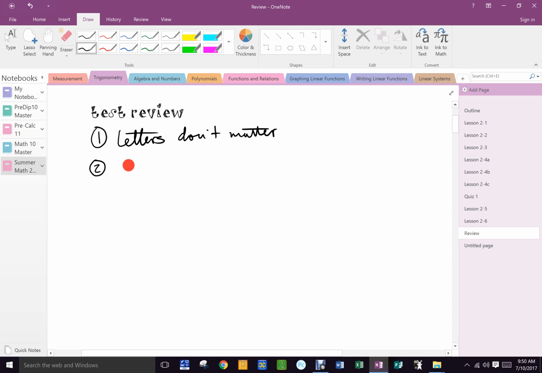Number 2, sine, cos, and tan are ratios, which means they are a fraction. They're O over H, A over H, or O over A. And those fractions your calculator gives you decimals for. That's what sine, cos, and tan are. They are not an angle.